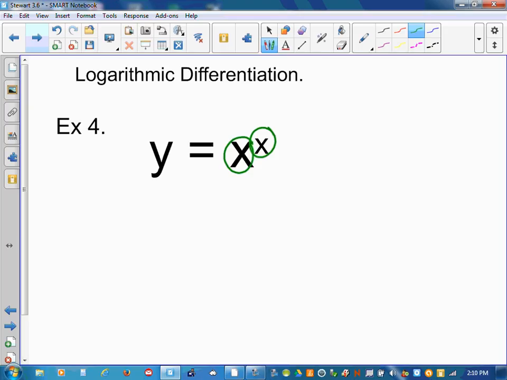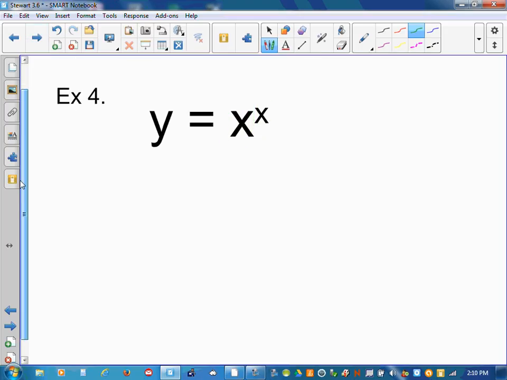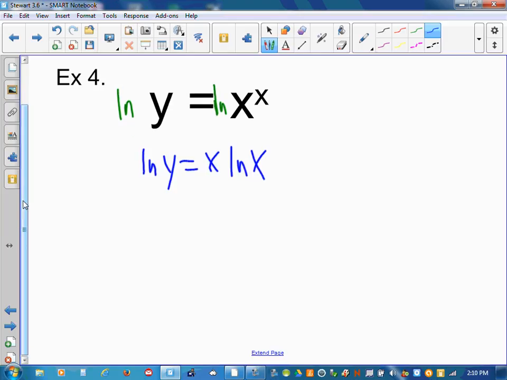Okay? So here's what logarithmic differentiation is. It really works awesome for this. You can actually do logarithmic differentiation on all functions, but here's where it particularly becomes useful, because I don't know how to take the derivative of this any other way. So I'm going to do the golden rule of algebra: what I do to one side, I do to the other. I take the natural log of each side, and I get natural log of y is equal to natural log of x to the x. And where does that exponent go? It flies to the front. So it's x natural log of x. We're bringing that x down.